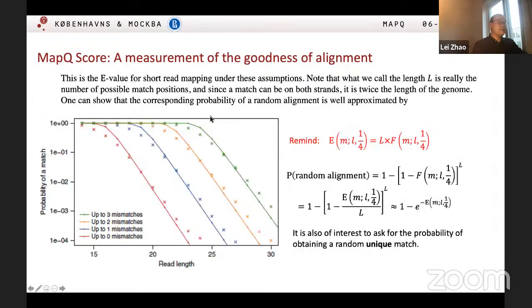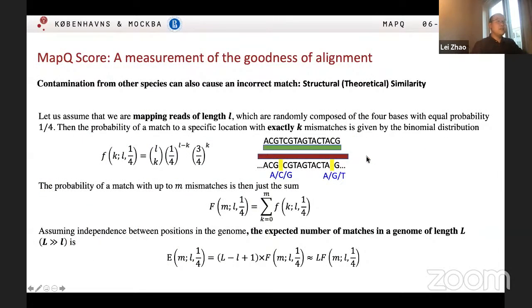And we want to map this to the endogenous reference. The extreme case is that the reference genome is just a randomly shuffled genome. So for each position, there is a quarter chance of being A, C, G, or T. In this case, we can also calculate, for a specific position, the probability that a short read of length L has K mismatches.